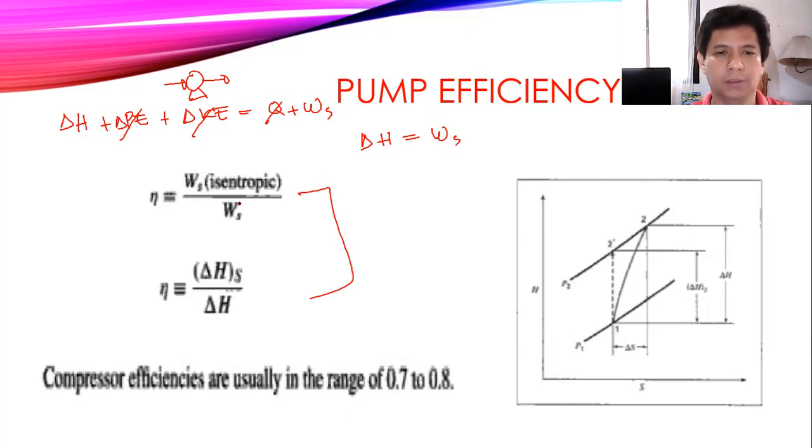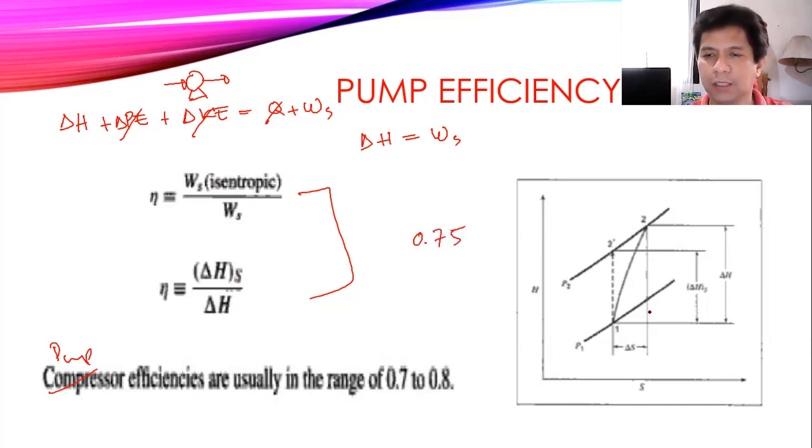Okay. And then, siyempre, the efficiency should be always lower than 1. So, the equation for efficiency is Ws isentropic divided by Ws. Or, this is just the same as delta HS divided by delta H, where delta HS is delta H isentropic. So, this is supposed to be pump. So, pump efficiencies are usually in the range of 0.7 to 0.8. Tapos, sa Aspen HYSYS, ang pump efficiency, ang default value niya ay 0.75.